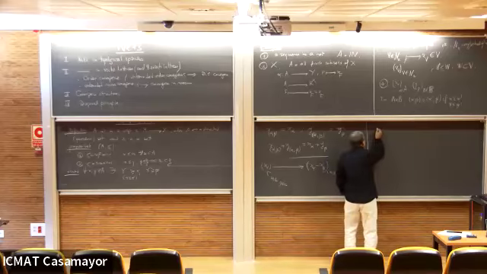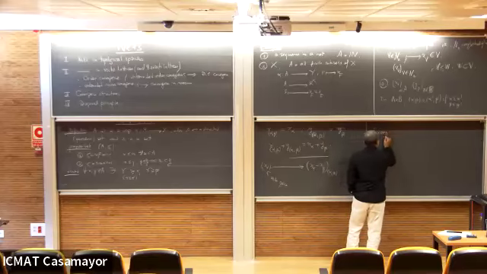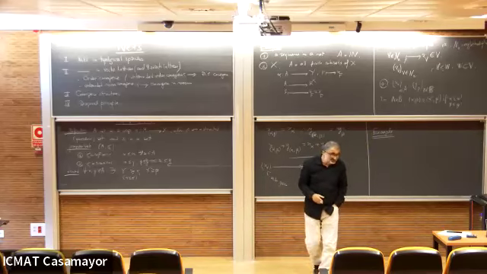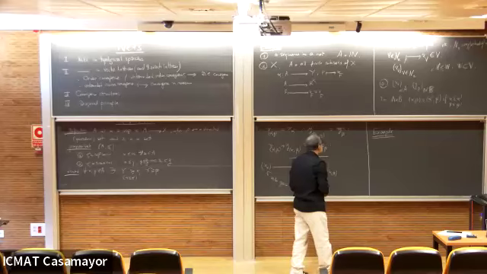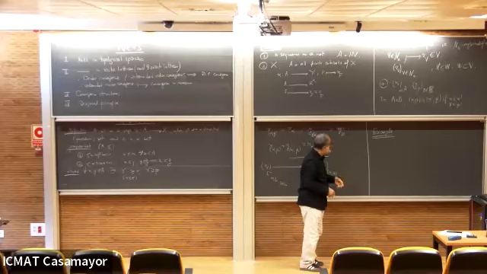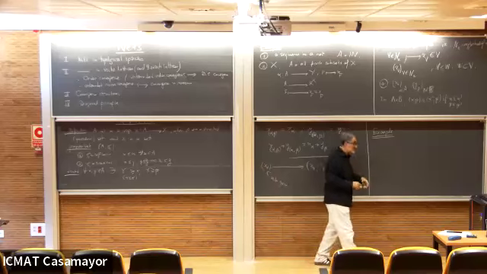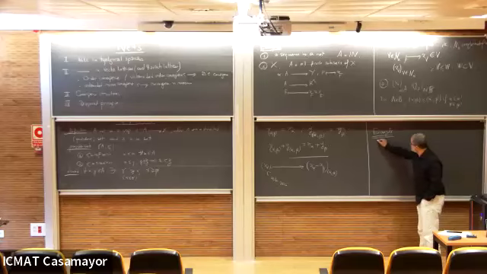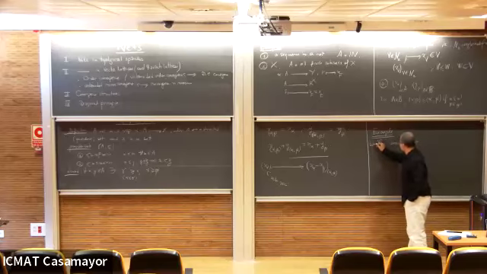Now I will start by giving an example showing that sequences are not sufficient, and give after that some results using nets that generalize results known for sequences in metric spaces. In this example, we take X an uncountable set. So let X be an uncountable set.